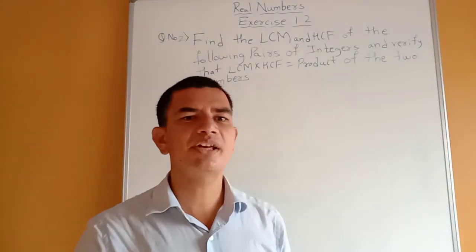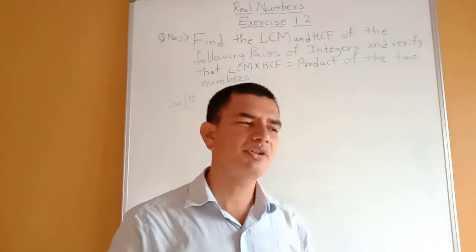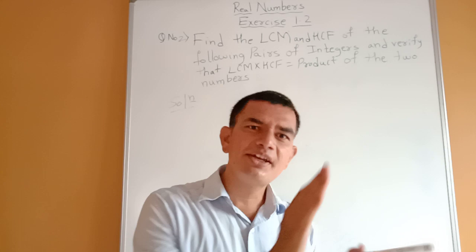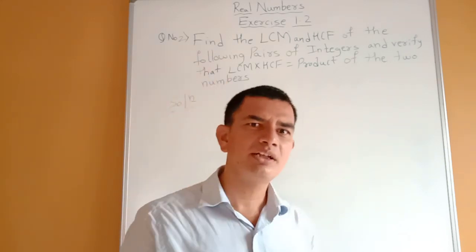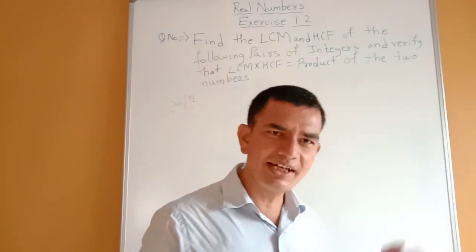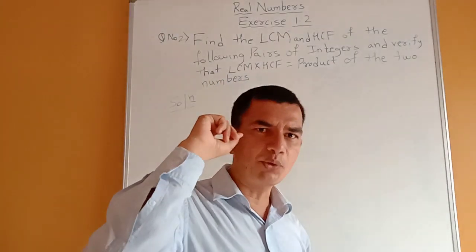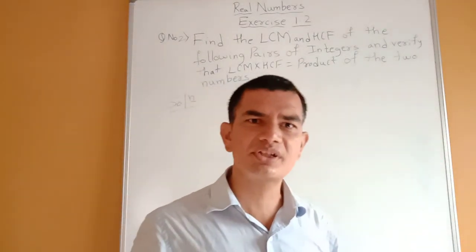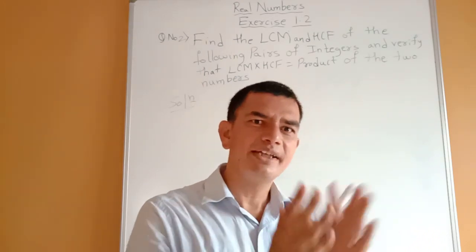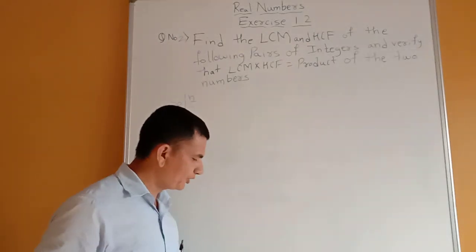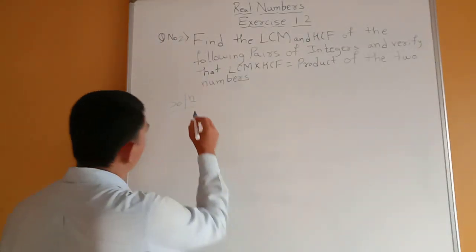Always remember that there is a formula. I think in 5th, 6th, 7th class you may have learned that LCM into HCF is equal to A into B. You may remember that formula. Here they have told the same. What we have to do first is find the HCF and the LCM of the given pair of integers. Let us see the question they have given in the first one.